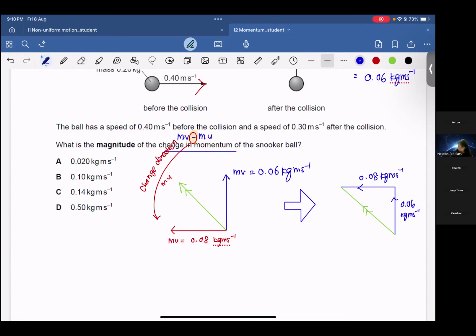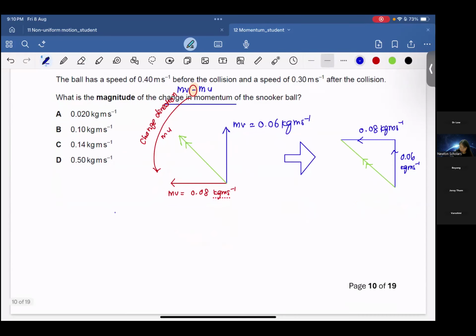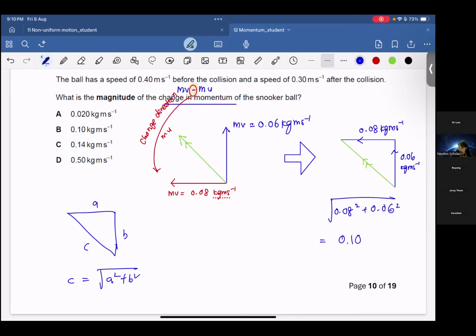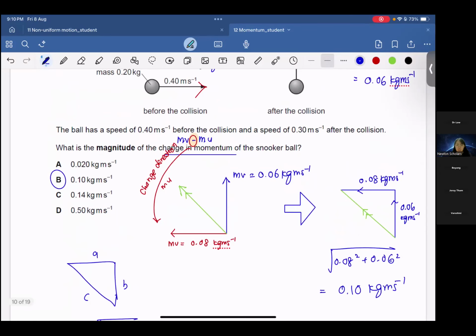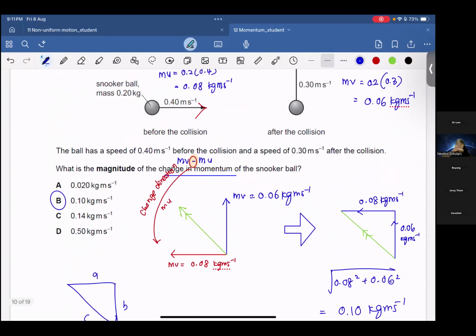Okay, dear, here we can use the mathematics Pythagoras theorem. C squared equals A squared plus B squared. We can use this method to find out the change in momentum. So here it should be 0.08 squared plus 0.06 squared. So your answer should be 0.10 kg meter per second. Answer should be B. This question actually they want to test whether you know mv minus mu. Because this is a vector, when they minus, the direction has to change. Fatima, correct.